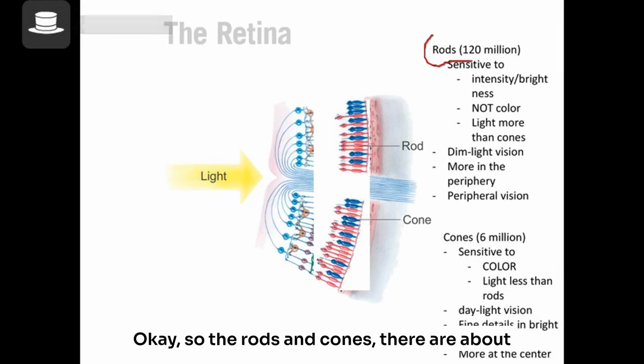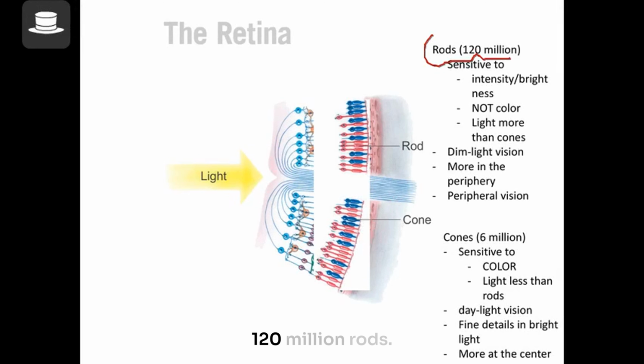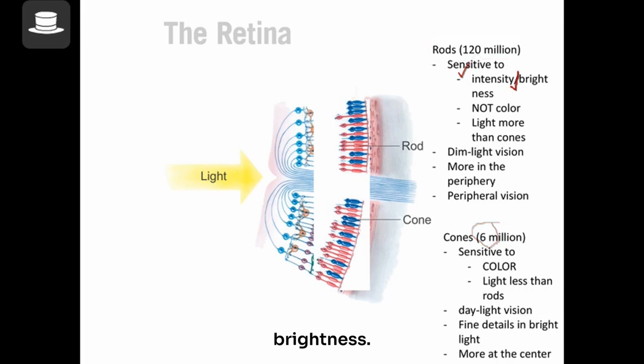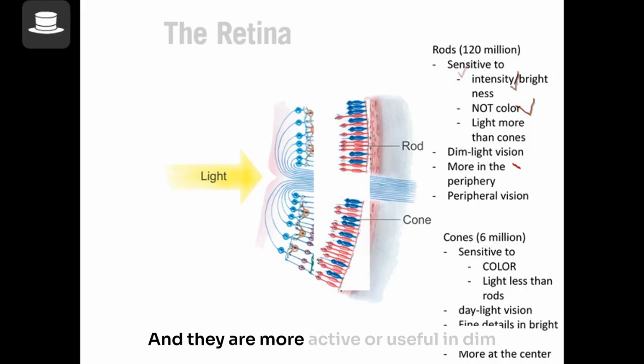There are about 120 million rods and only 6 million cones. Rods are the photoreceptors, meaning the specialized neurons, that are sensitive to the brightness, right? And they are not sensitive to the color, and they are more active or useful in dim light. So they are meant for dim light vision. And there are more of these in the periphery than at the center. So that's why they're responsible for the peripheral vision.